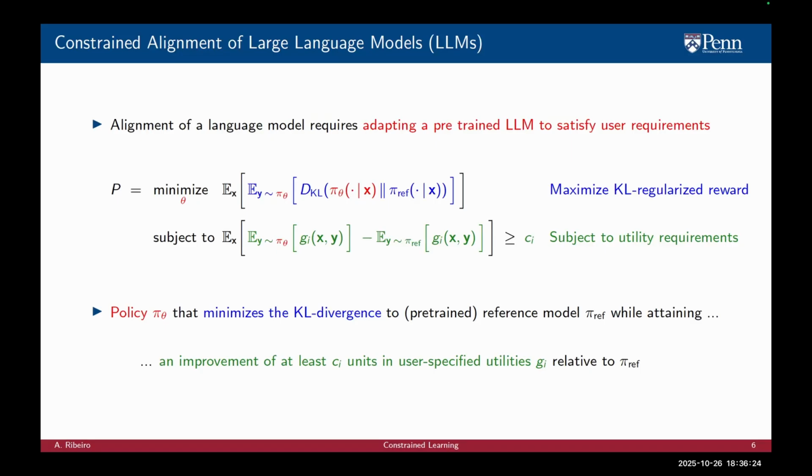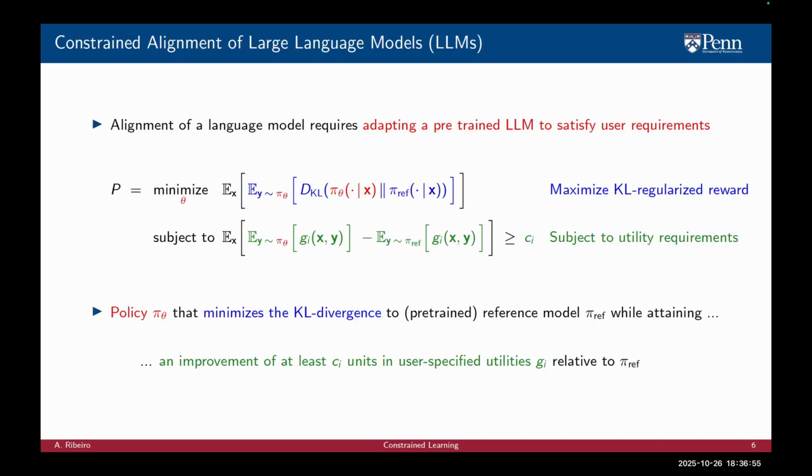You could think that you are given some pre-trained policy, which here will become some kind of reference. And given that pre-trained policy, you would like to find another policy by theta, that's your optimization problem, such that some kind of reward gets improved. And those rewards are what you are going to utilize to align this pre-trained model, which is not yours, to your own personal user requirements.